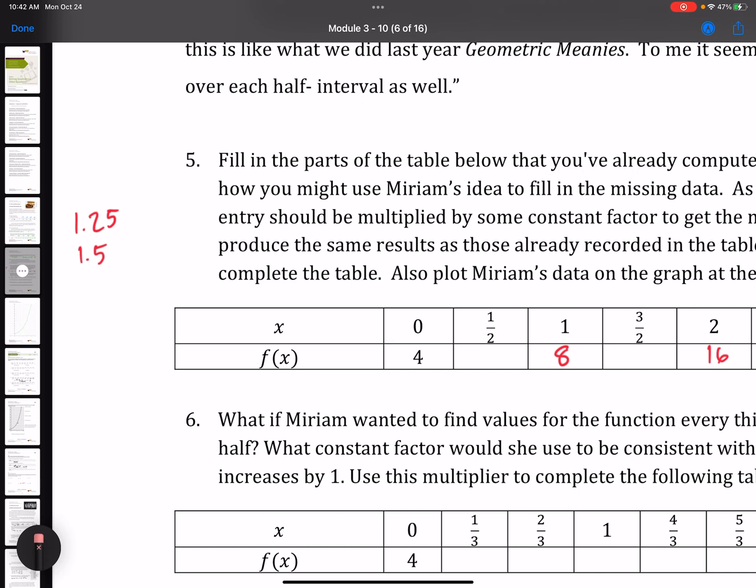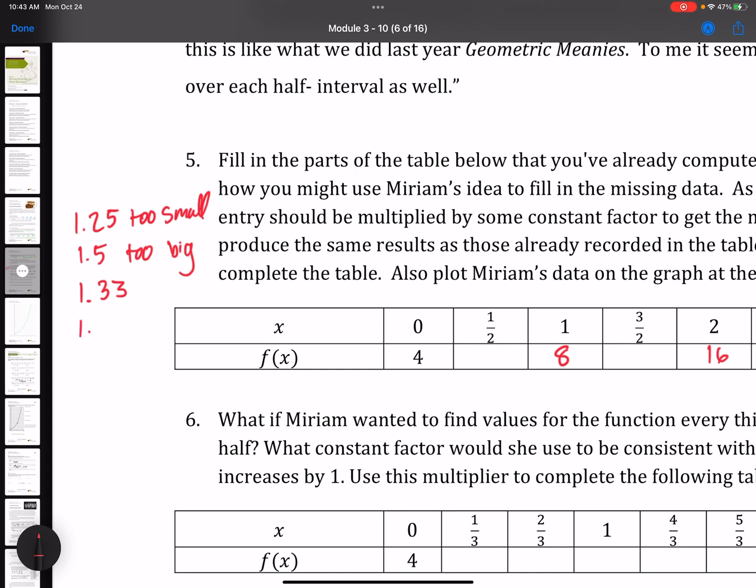This one's too small. What's in between? 1 and a third, so like let's say 1.33. So 4 times 1.33, that's 5.32, times 1.33. That's 7.07. So we're still a little too small.